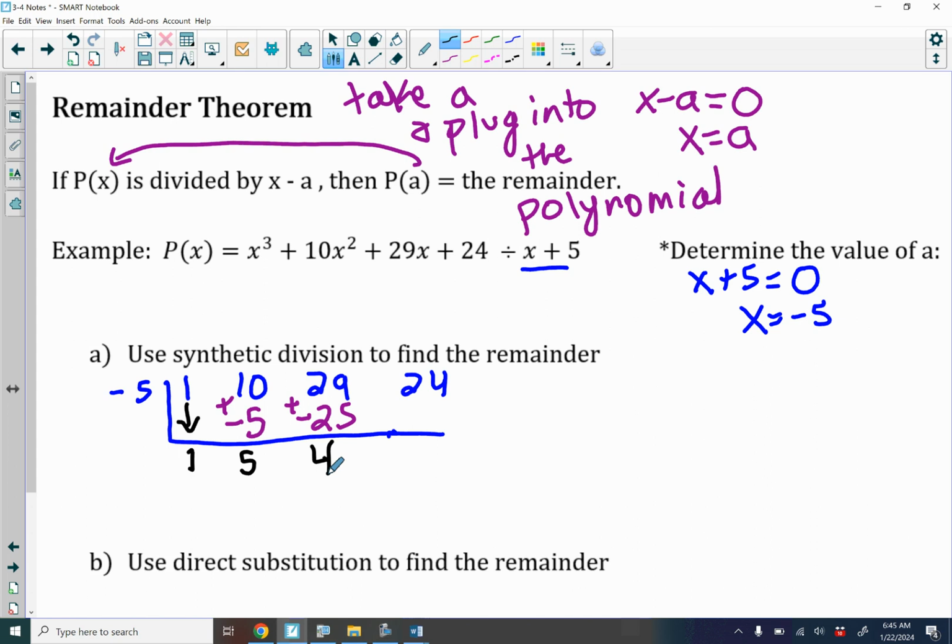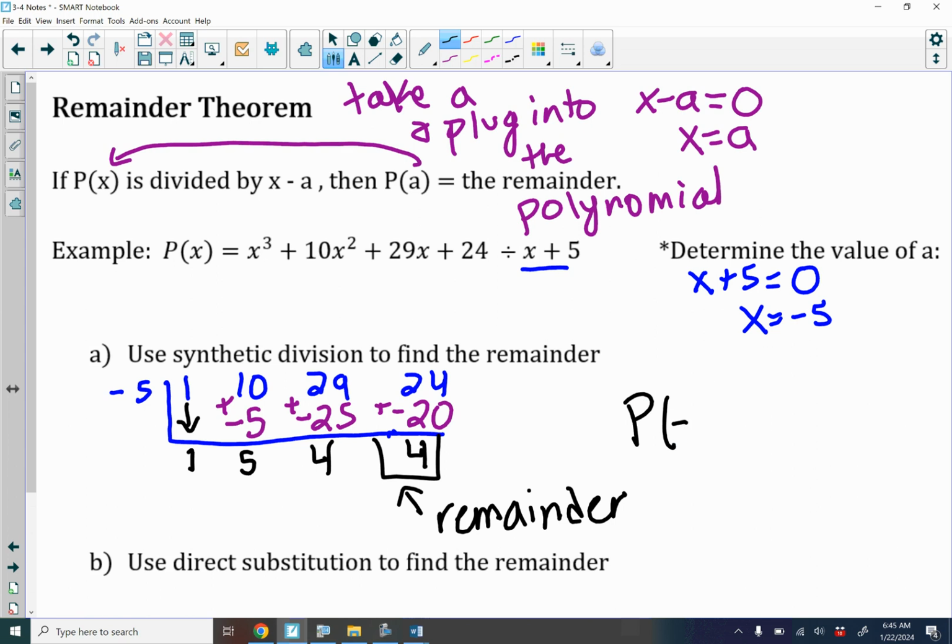And then negative 5 times 4 gives me negative 20. So I have a plus negative 20. I combine that with 24, and that gives me 4. So this last number that we get is our remainder. What that means is that if I took this negative 5 and plugged it into our p of x polynomial, I would get 4 as my answer. So we have p of negative 5 is equal to 4.